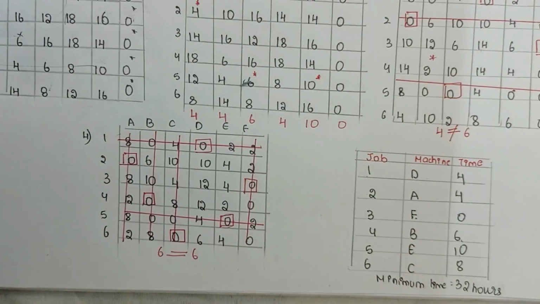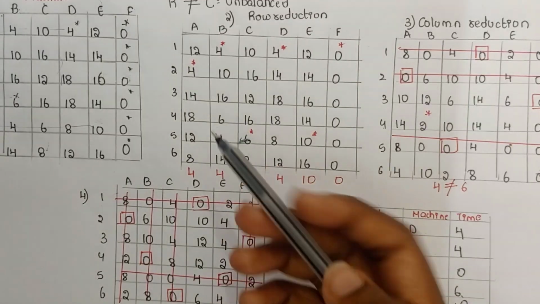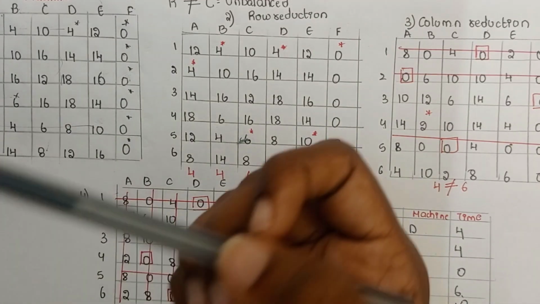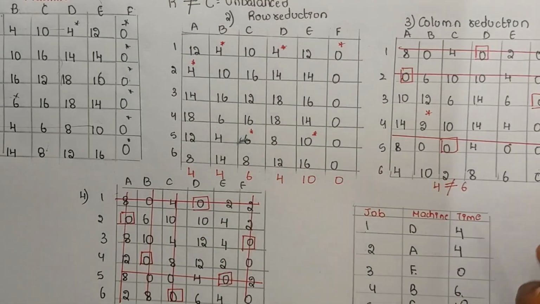So an unbalanced problem is also the same as a balanced problem. The thing which we have to do is add a dummy column or a dummy row. We have to check the number of rows and columns. As per that, we have to add a dummy column or a dummy row, and the rest of the procedure is the same.